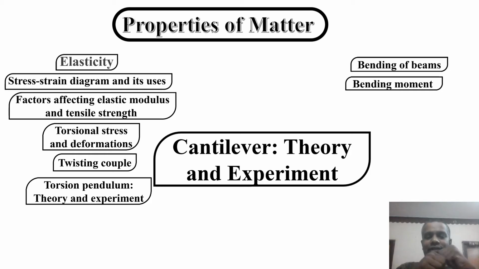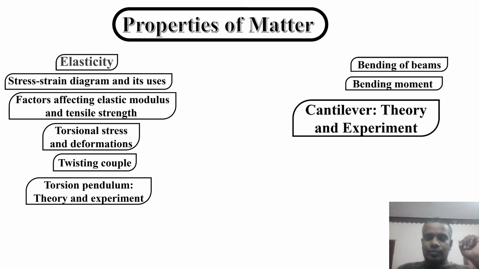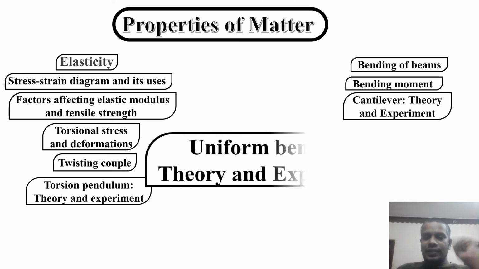What is a cantilever? If you look at nature, suppose you are hanging from the branches of a tree, it will form a cantilever. It will bend. The bending looks like a cantilever. That shape we can call a cantilever. So we are going to apply the bending moment theory in the cantilever directly. The theory and experimental part we will look at.